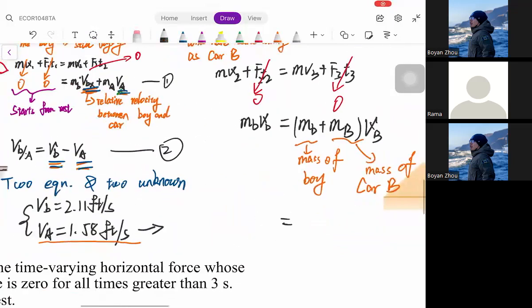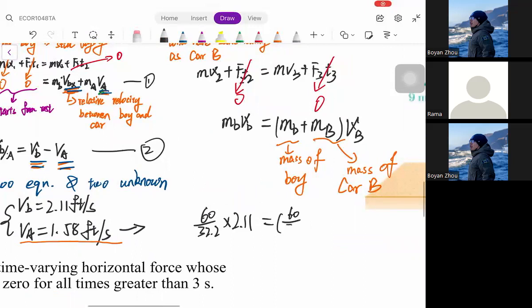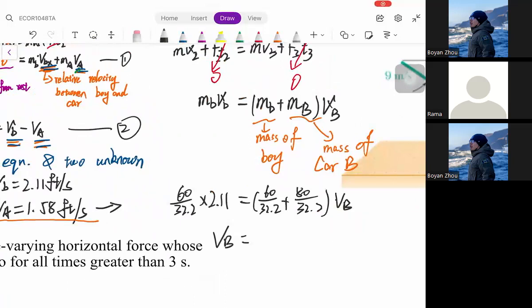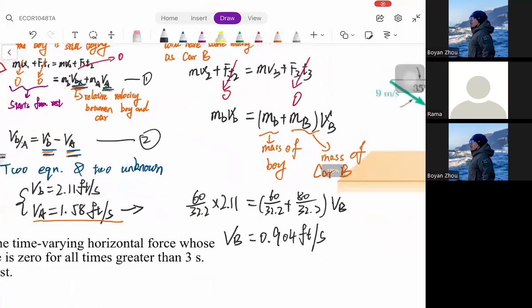So that will be 60 over 32.2 times VB, which is 2.11, equal to 60 over 32.2 plus 80 over 32.2 times the velocity of the car and the boy. So one equation and one unknown. And the velocity of the system, the velocity of the car and the boy, is equal to 0.904 feet per second.